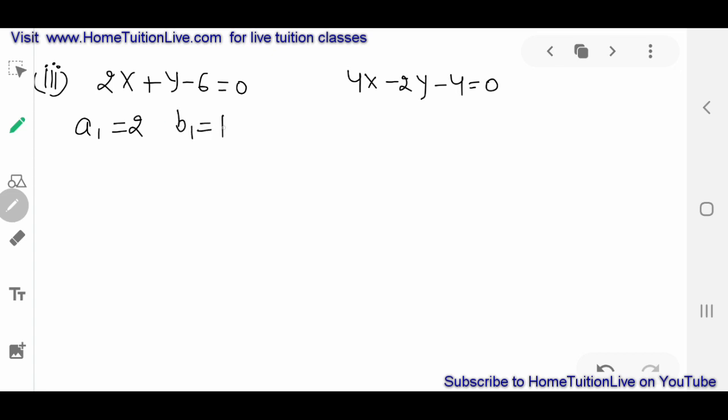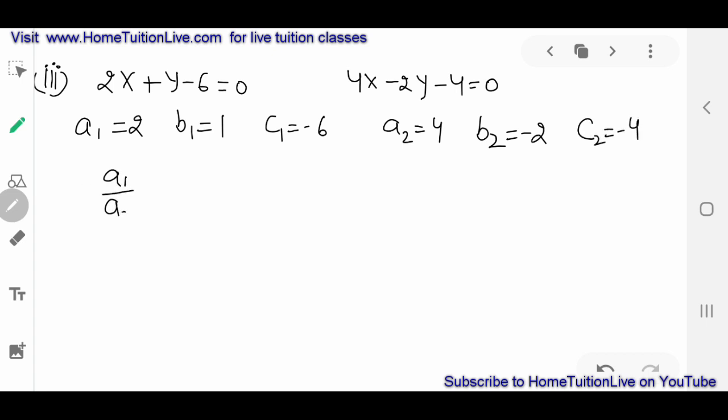Third part of question number 4. Two equations, that is 2x plus y minus 6 is equal to 0 and 4x minus 2y minus 4 is equal to 0. Here a1 is 2, b1 is 1, c1 is minus 6. a2 is 4, b2 is minus 2, c2 is minus 4.